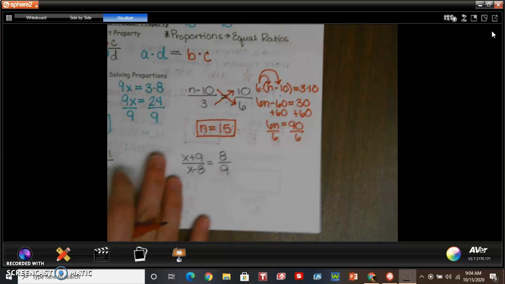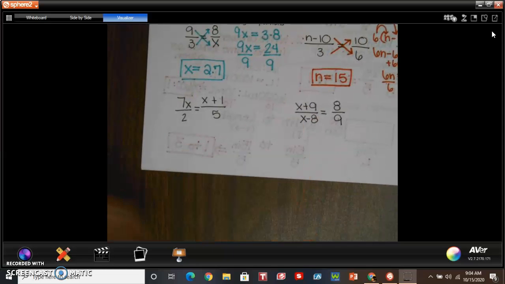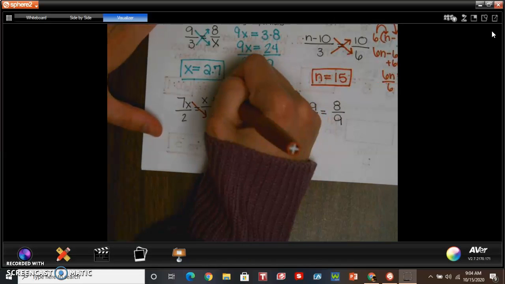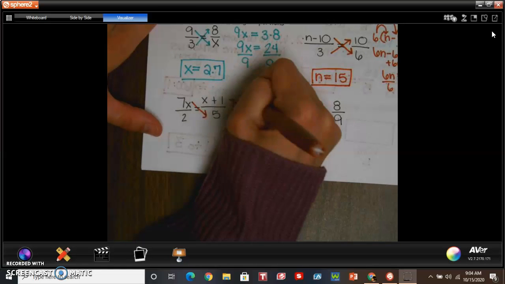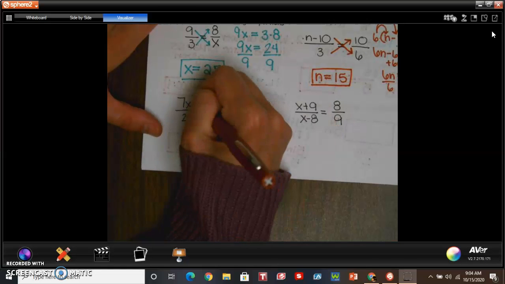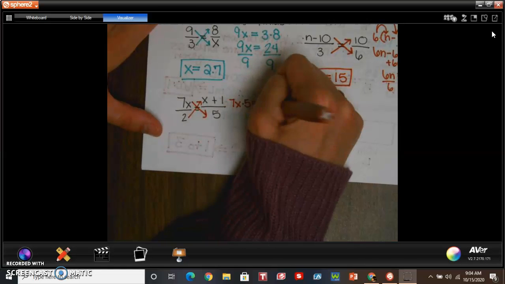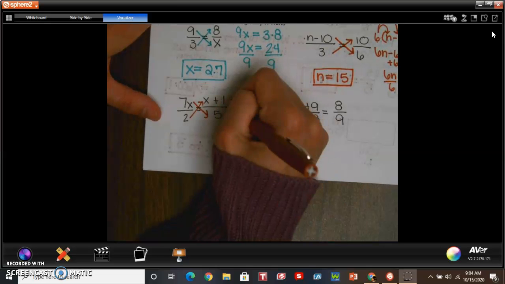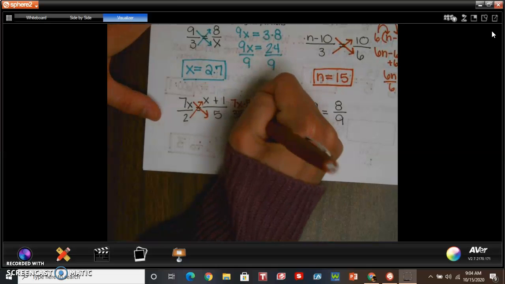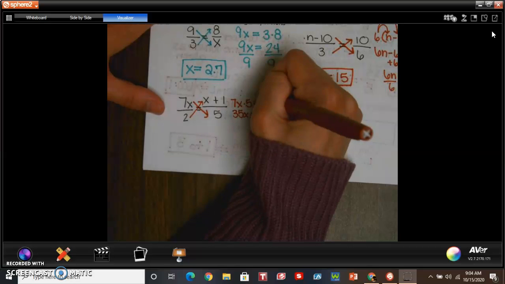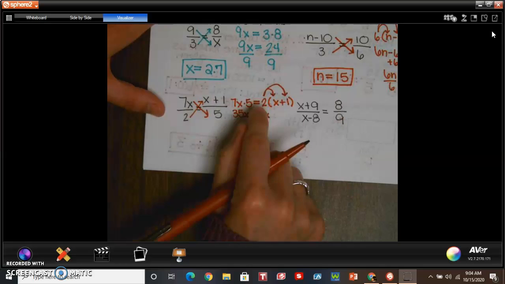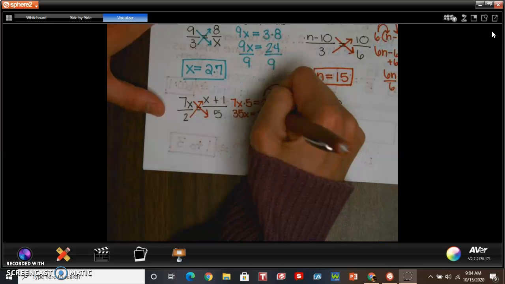All right, next one. This one is whenever we have variables on both sides. So let's go ahead and do this one as well. So we're going to multiply 7x times 5 equals 2 times x plus 1. Remember, if it is an expression, to put it inside parentheses. So we have 7x times 5, which is 35x, equals, we're using distributive property here. So 2 times x is 2x. 2 times positive 1 is positive 2.